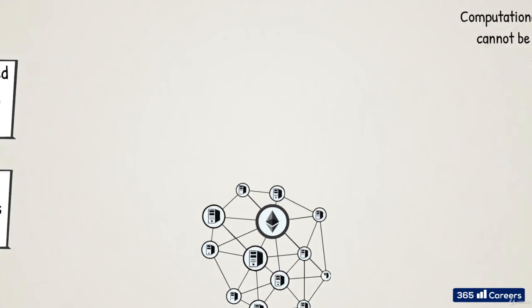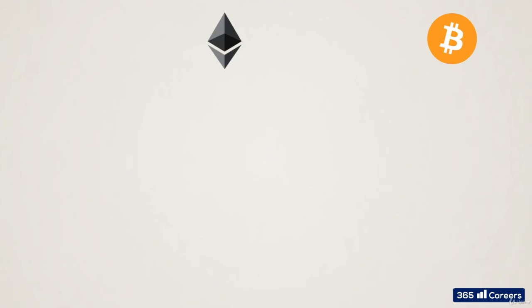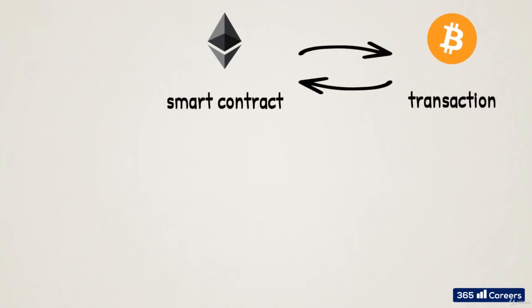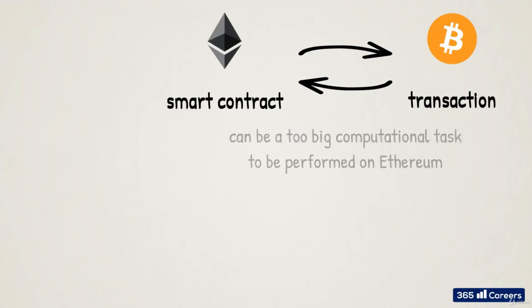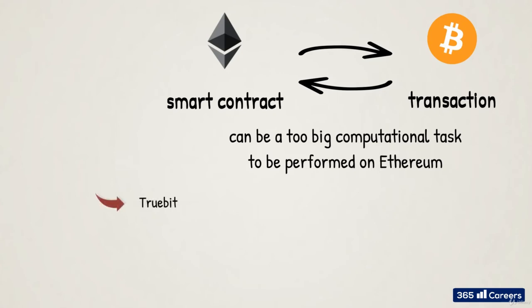transaction for that block. For example, a smart contract running on Ethereum may need to verify that a transaction has been done on another blockchain, such as Bitcoin. This may be necessary for some applications that want to connect the two blockchains. Such verification could be a too big computational task to be performed on the Ethereum main net. In this case, Truebit can help.